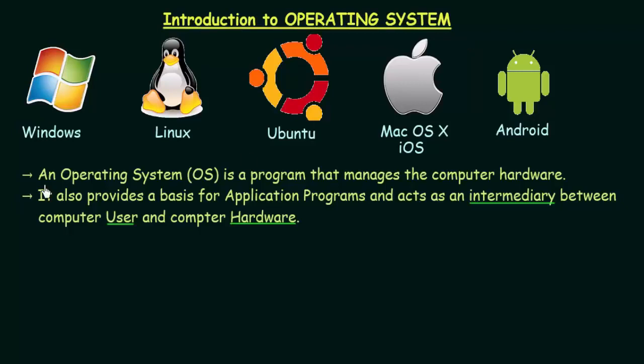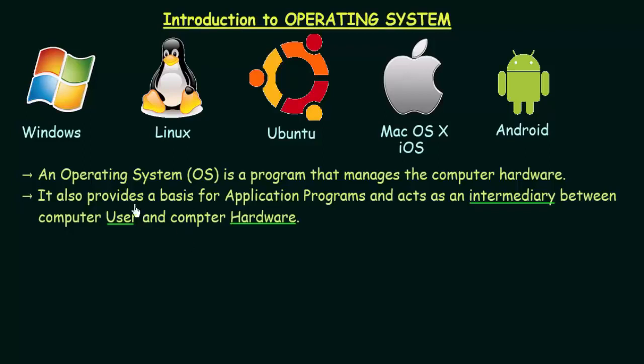So here it says that an operating system, also abbreviated as OS, is a program that manages the computer hardware. And it also provides a basis for application programs and acts as an intermediary between computer user and computer hardware. So before we understand these two lines, I will be explaining it to you with a diagram.